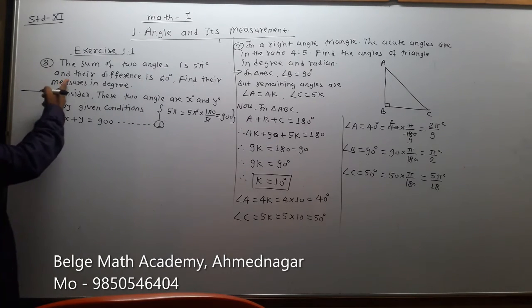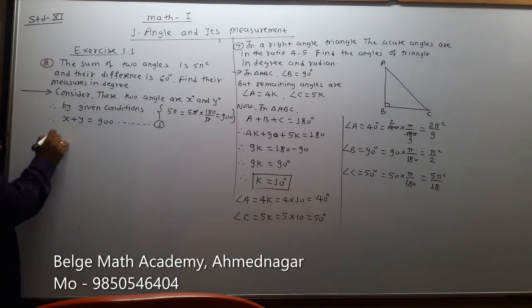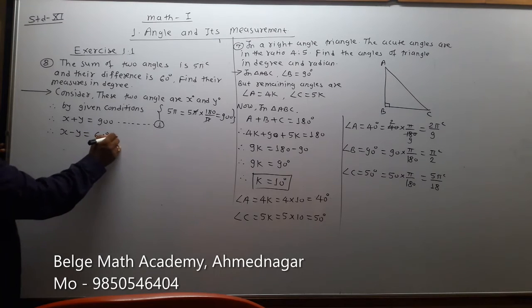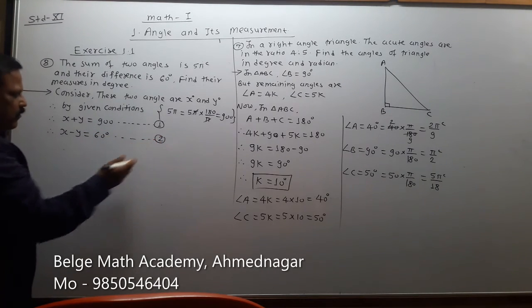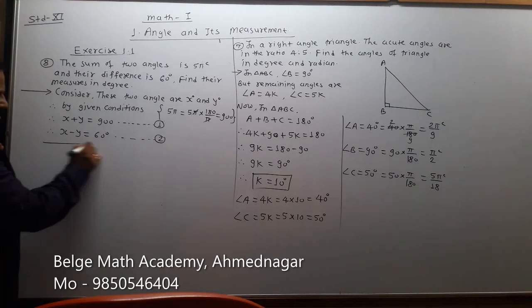Now the second condition, their difference is 60 degree. Difference is 60 degree means x minus y equal to 60 degree. It may be taken as y minus x, any one condition. So these are the two conditions. First is the sum, second is the difference. Now we are solving these two equations simultaneously.